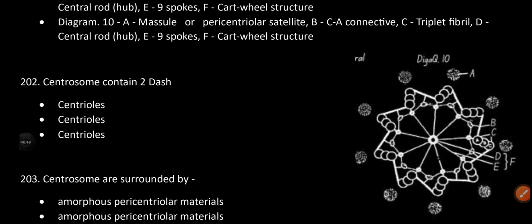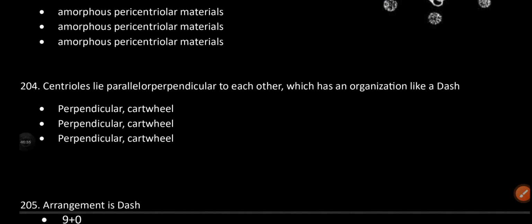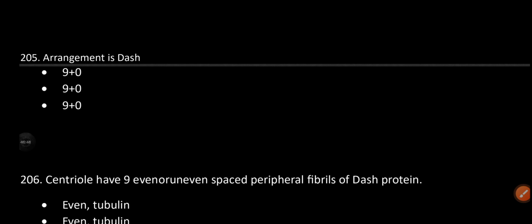Centrosome contains 2 centrioles. Centrosome is surrounded by amorphous pericentriolar material. Centrioles lie parallel or perpendicular to each other, which has an organization like a cartwheel. Arrangement is 9 plus 0.